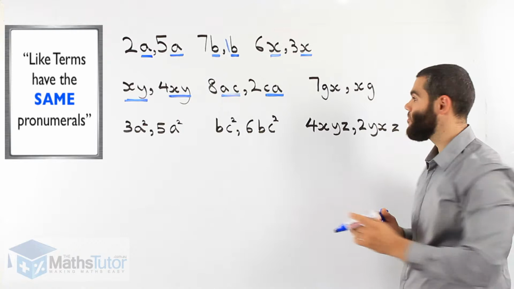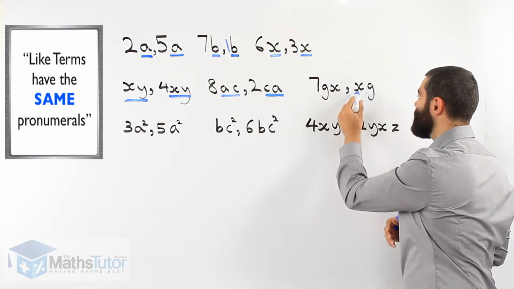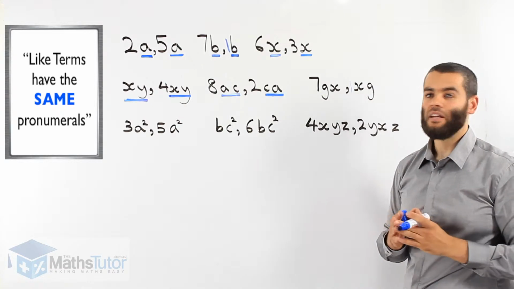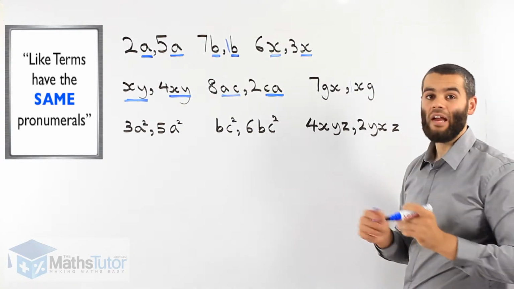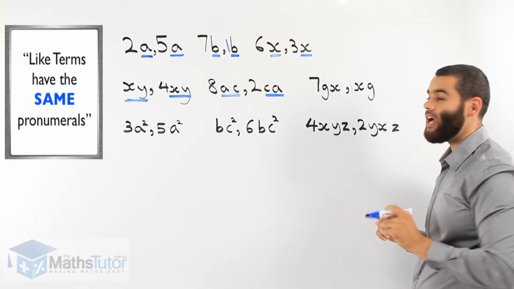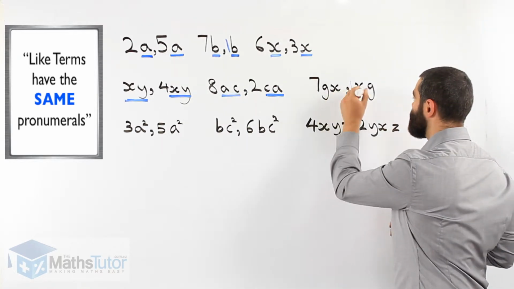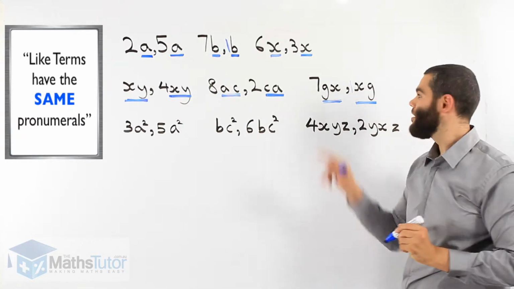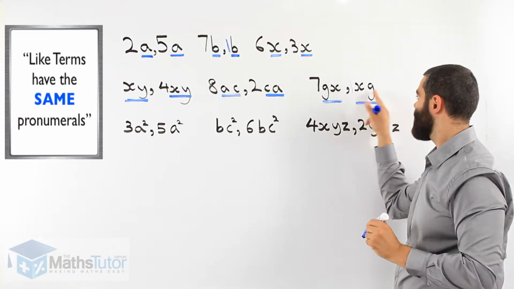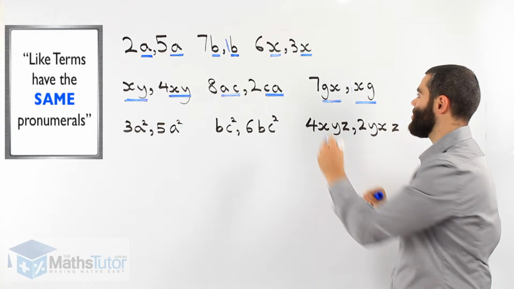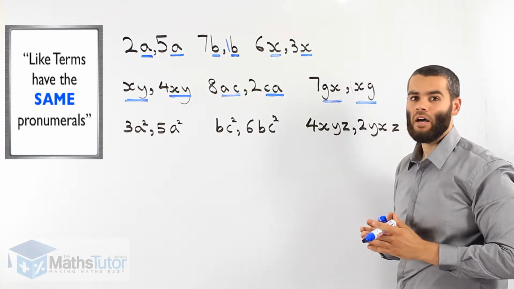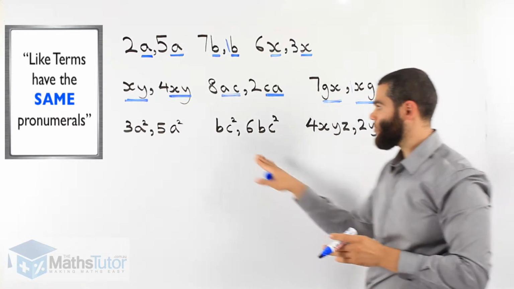7GX is one term. There it is. And XG, or 1XG, is another term. Are they like terms? Well, do they have the same pronumerals? GX, XG, yes they do. The order does not matter. GX here and XG there. Yes, 7GX and 1XG are like terms.